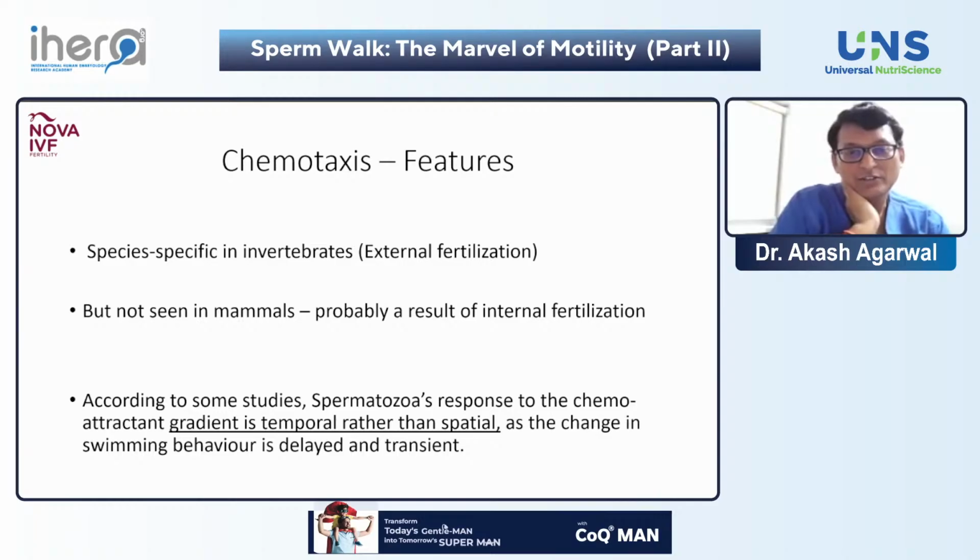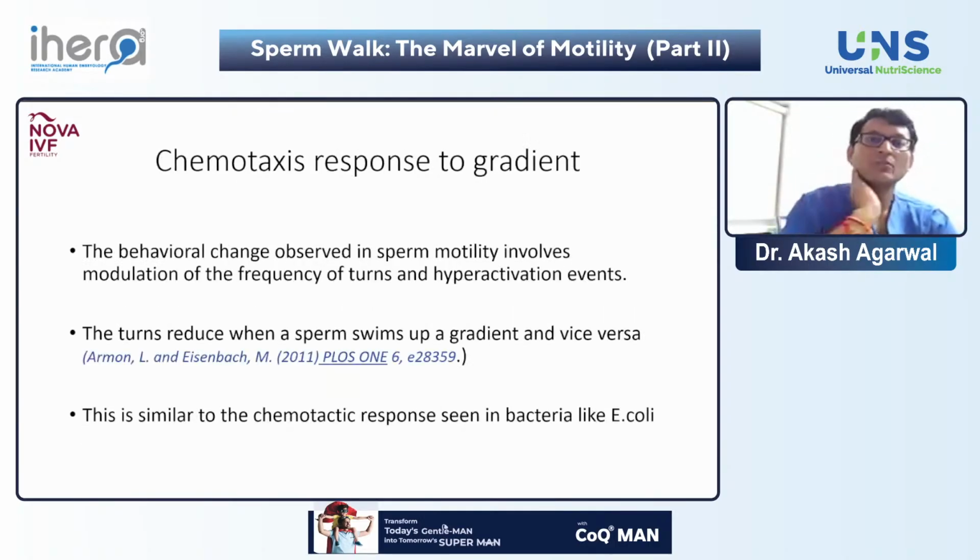So what is usually found is that it is the temporal changes in the gradient concentration over time which is important, rather than the absolute concentration. So this has importance in terms of how it is going to locate the oocyte. So what is the chemotaxis response to the gradient as such?